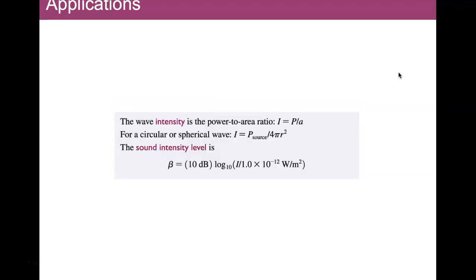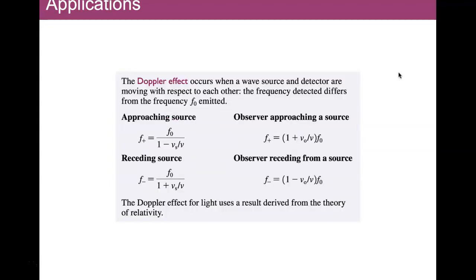We introduced intensity, which is power divided by surface area. We introduced the decibel as a unit for sound intensity level. We had some practice with that. We talked about the Doppler effect for both the case where the source is moving and the case where the observer is moving. So the frequencies change. We had the Doppler effect also for light. That's not written here, but it had a different expression. All right, that's a good place to stop.